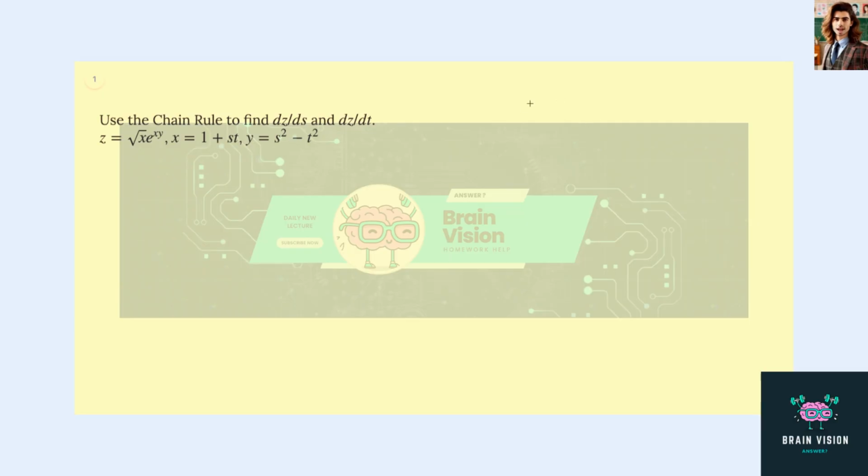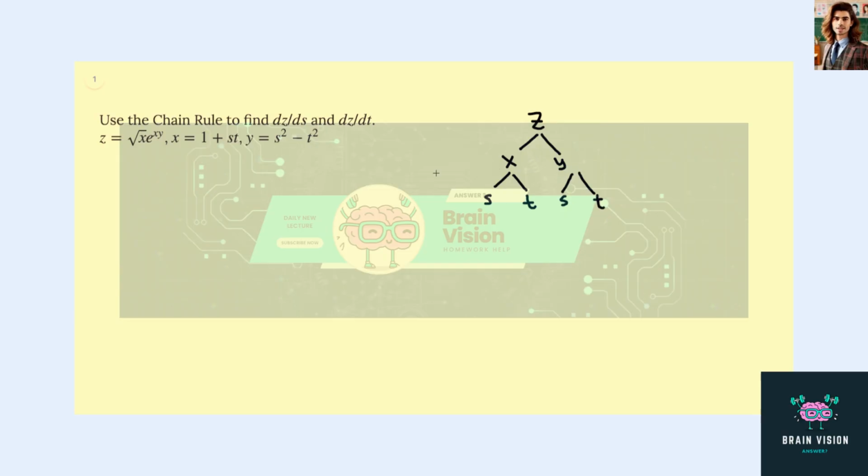Let's use the chain rule to find these partial derivatives. So here, let's see what's going on. We see that z is a function of two variables, x and y. And then we see individually that x and y both depend on s and t. So we'll need some partial derivatives here.